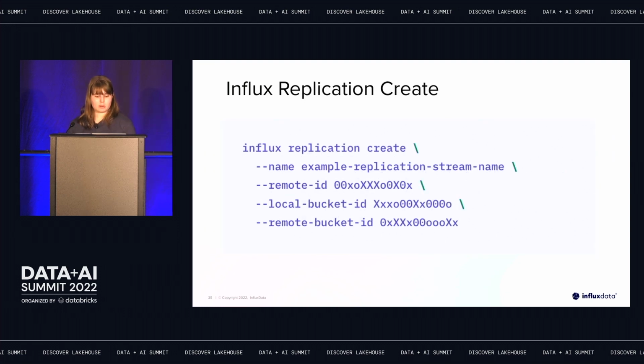Finally, we do the influx replication create. This is going to create the actual replication stream. With that, we're going to provide the following. Again, a stream name of your choice, a remote connection ID, which you would have gotten from the last command we just ran, a local bucket ID to replicate the writes from, that's the one on your OSS instance, and a remote bucket ID to replicate the writes to, that's the one on your cloud account. Once the replication stream is created, it will replicate all writes to the specified bucket to the remote InfluxDB bucket.